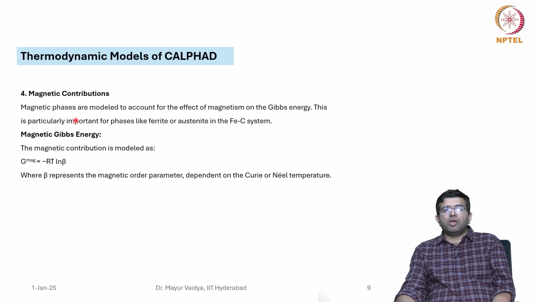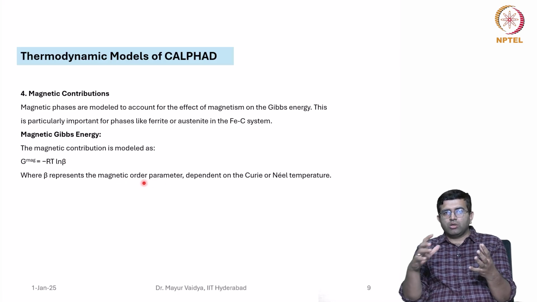Then the CALPHAD thermodynamic models also include models for magnetic contribution. They are modeled to account for the effect of magnetism on the Gibbs energy, and this is particularly important for phases like ferrite or austenite in the iron carbon system. The magnetic free energy is written as minus RT ln beta, where beta represents the magnetic order parameter, which depends upon the Curie or the Néel temperature.